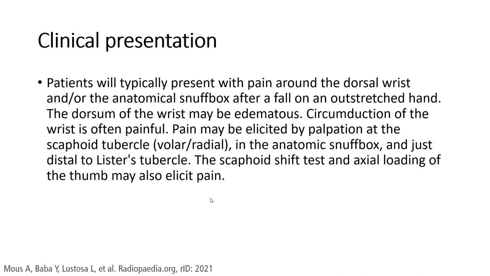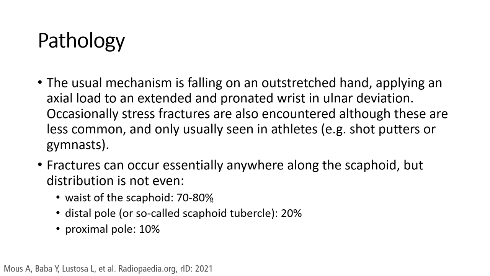Or radius. In the anatomic snuffbox, just distal to the tubercle, the scaphoid shift test and axial loading of the thumb may also elicit pain. The usual mechanism is falling on an outstretched hand, applying an axial load to an extended and pronated wrist in ulnar deviation. Occasionally, stress fractures are also encountered, although these are less common and usually seen only in athletes.